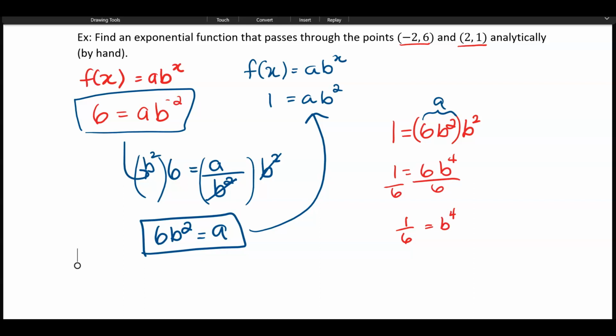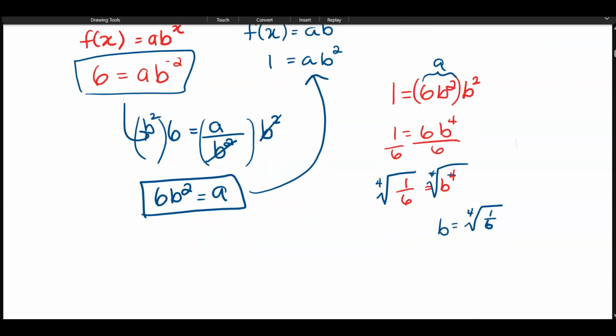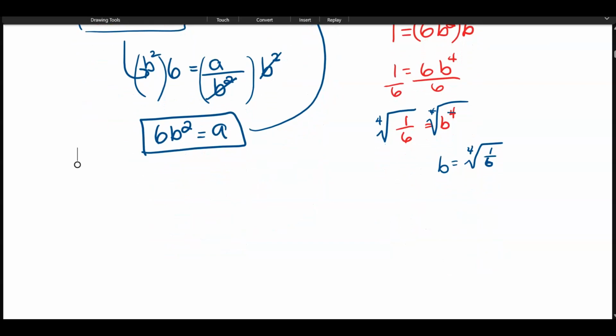We're going to get rid of that exponent. And so we're going to take the 4th root of both sides. So when I do that, the 4th root disappears, and I'm left with b equals the 4th root of 1 over 6, sorry. And so this is approximately, b is approximately 0.6389, okay?